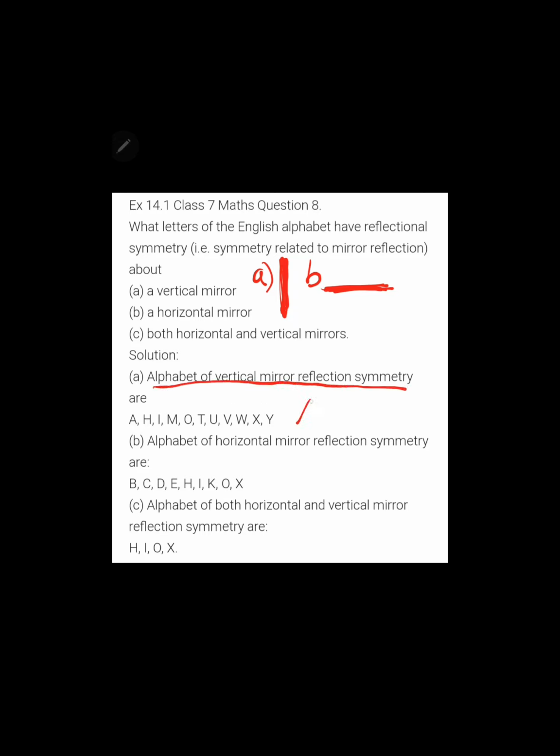For example, I am just drawing like this. A, when we draw this line of symmetry, it divides this alphabet into two equal parts. Okay, so this vertical line of symmetry, we are talking about vertical line of symmetry. So few alphabets you can learn: A, H, I, M, O, T, U, V, W, X, Y. These are the alphabets which are having a vertical line of symmetry.